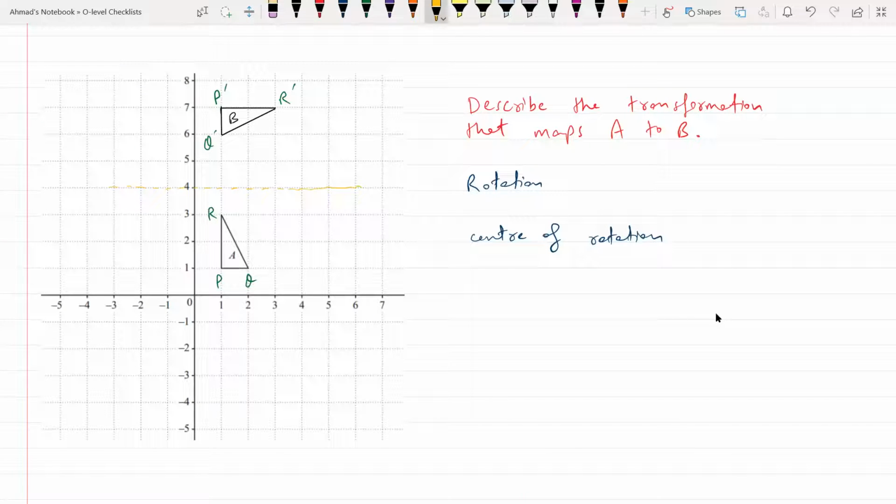This is the perpendicular bisector of P dash. Then you can also draw another perpendicular bisector. Let's say the perpendicular bisector of R and R dash. What is that going to look like? That will be something like this.